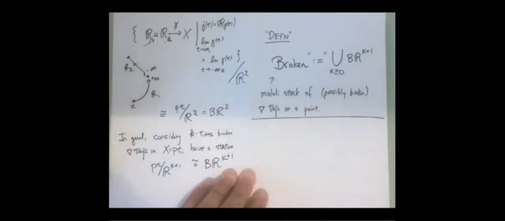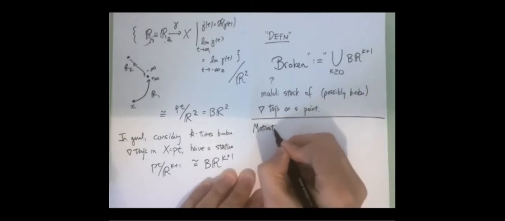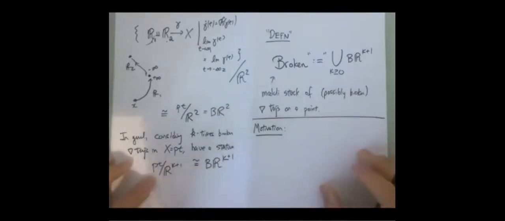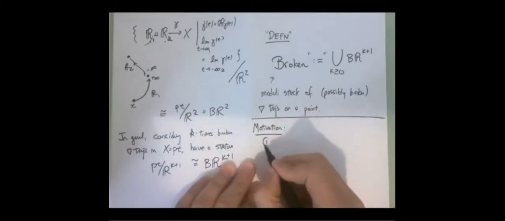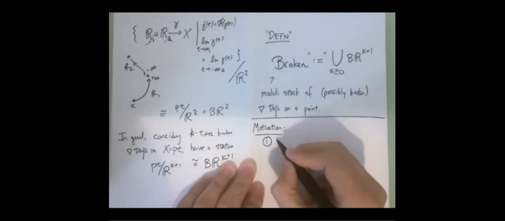Why in the world would you be interested in this? And I love that I have an hour and 15 minutes because I can really go into this now. All right, so motivation number one, let's say that you care about Morse theory. Okay, so if you care about Morse theory, here's a good motivation. This is universal.